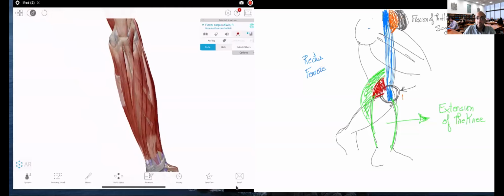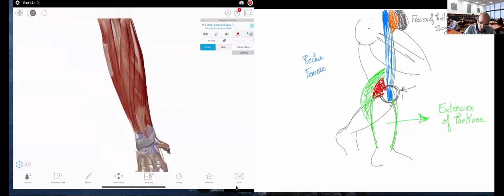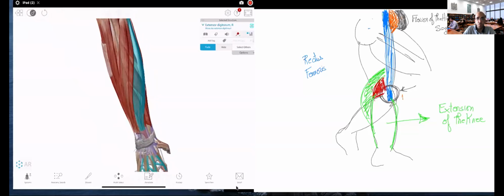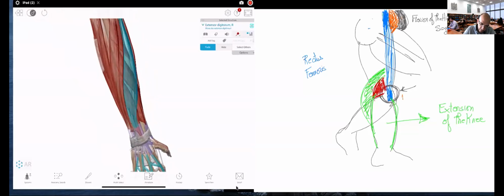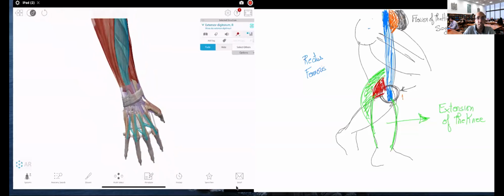We've seen 3 muscles located in the posterior aspect of the forearm. We've seen one of them that had 4 tendons going to the medial 4 fingers. This is going to be extensor digitorum.